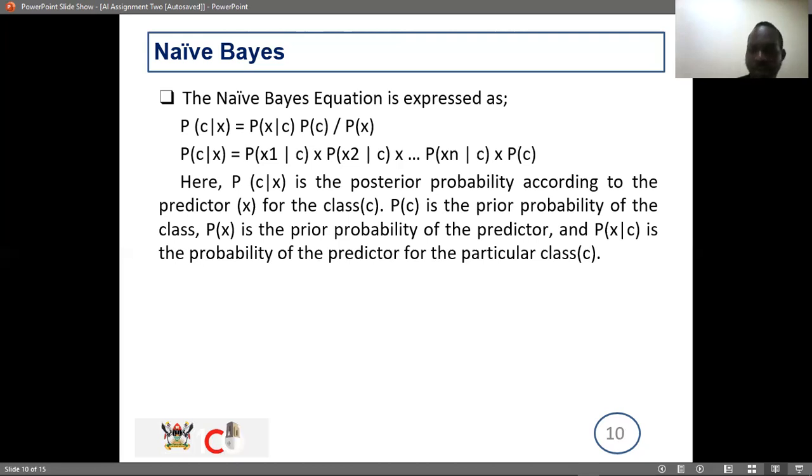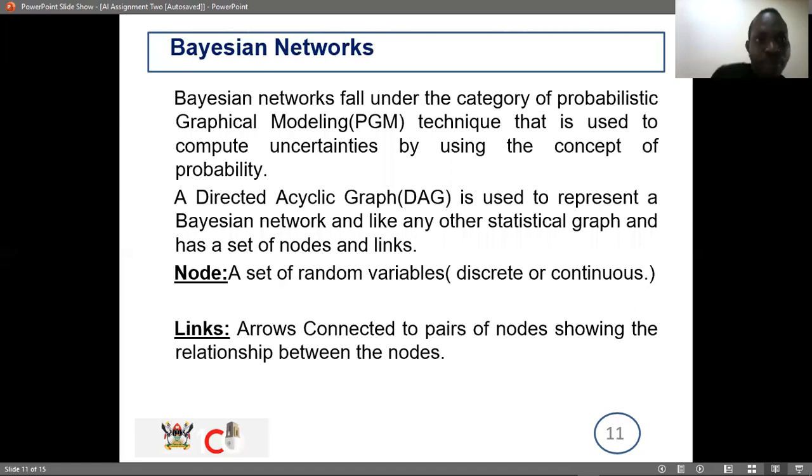And now for the Bayesian networks, they fall under the category of probabilistic graphical modeling, PGM, a technique that is used to compute uncertainty by using the concept of probability. For Bayesian networks, we use what we call a directed acyclic graph, which is used to represent a Bayesian network like any other statistical graph, and has a set of nodes and links. There are various nodes and they are connected together through links.